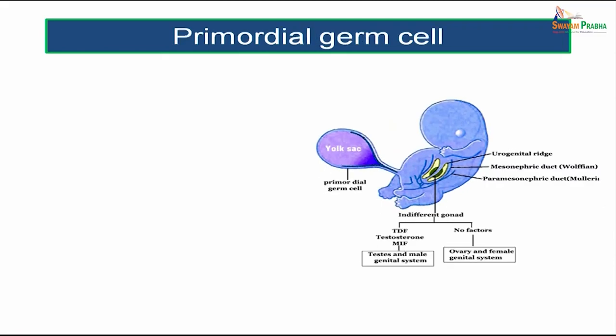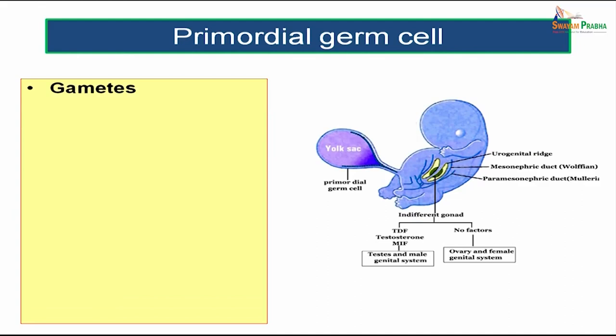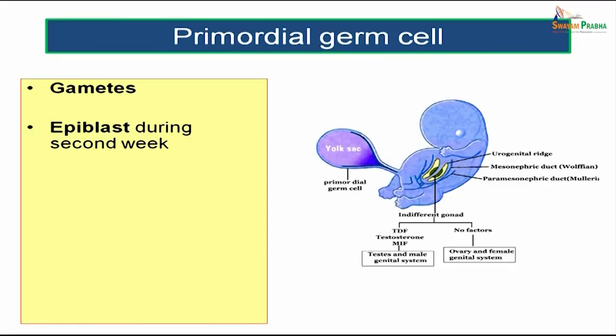First we will see about the primordial germ cell. It is from the primordial germ cell that the gametes are formed. So what are gametes? In females we call it ovum and in males we call it spermatozoa. These primordial germ cells are first formed in the epiblast during the second week of intrauterine period.